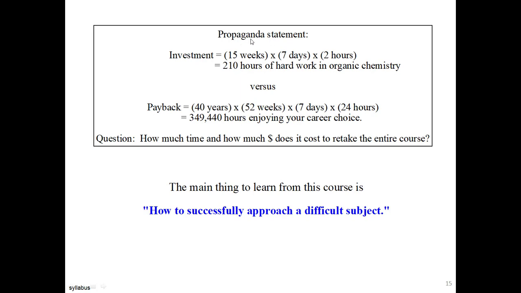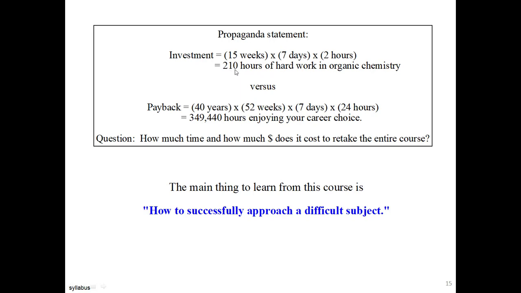A little propaganda statement. Okay, you're going to be in this course for 15 weeks. My suggestion is you look at this stuff every day, 2 hours. So you go, oh, no way am I going to do that. That's way too much time. If you count it all up, it's 210 hours. Okay, if you do this, you will do well in this course. As long as you take the approach, do the homework, correct it, check your mistakes, and so forth.